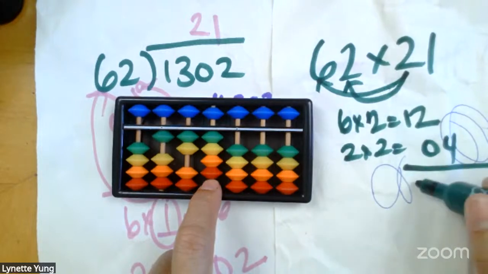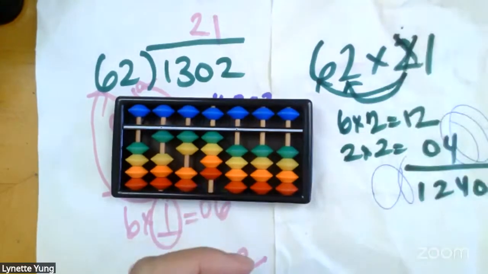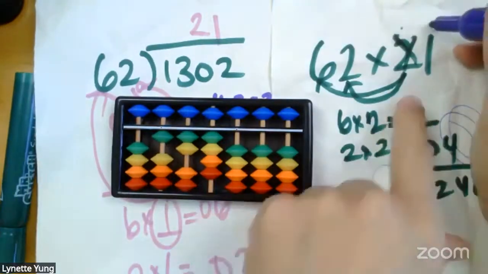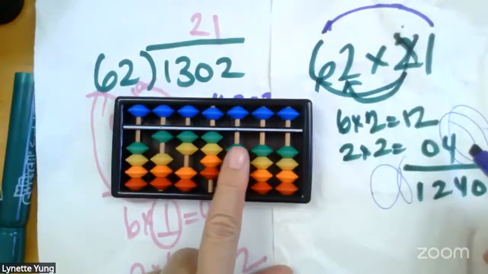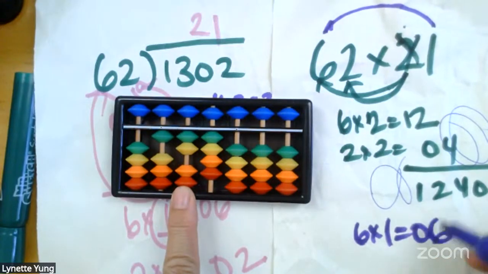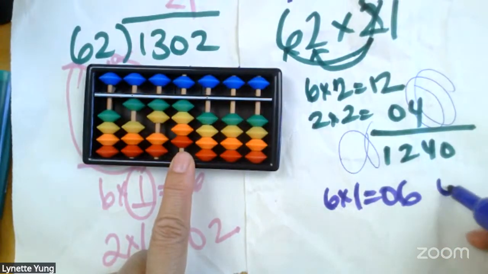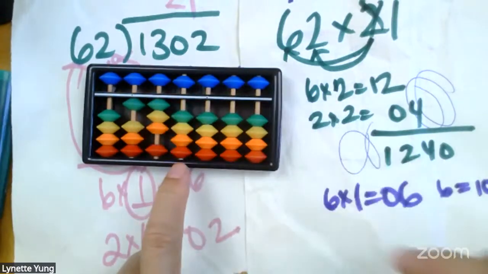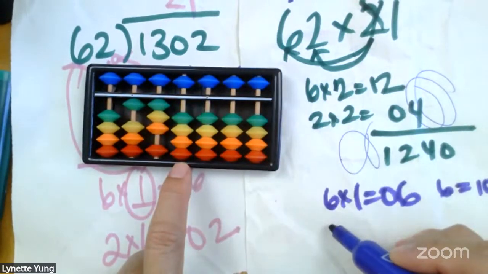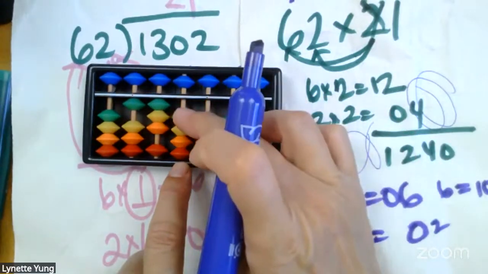And then when you add it together, it's 1, 2, 4, 0, right? So we're done with that. Now we're going to do here to here. We've got a 3. 1, 2, 3. 6 times 1 is equal to 0, 6. So that is plus 6, which is plus the 10 minus 4. And then 2 times 1 is equal to 0, 2.